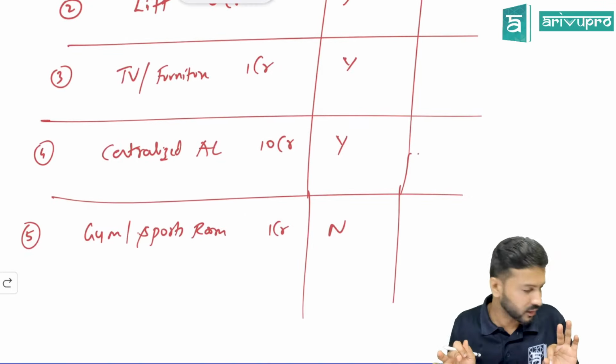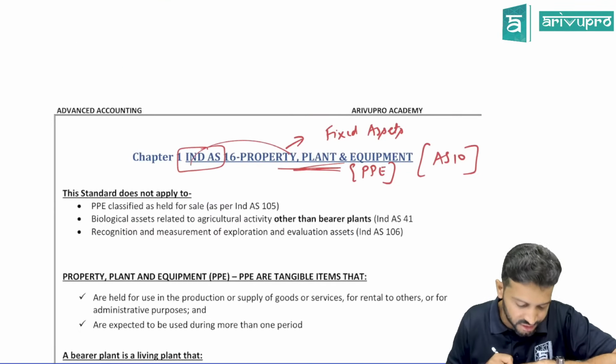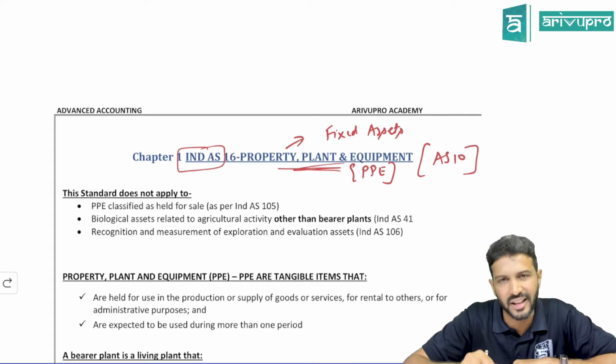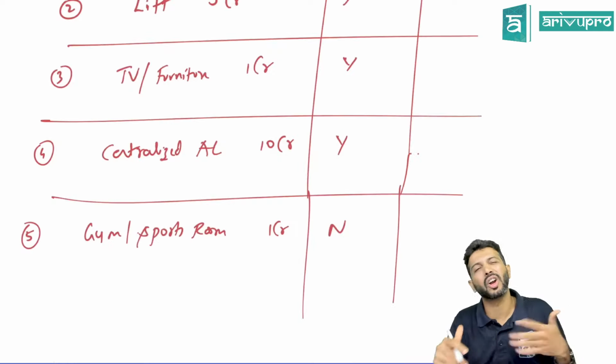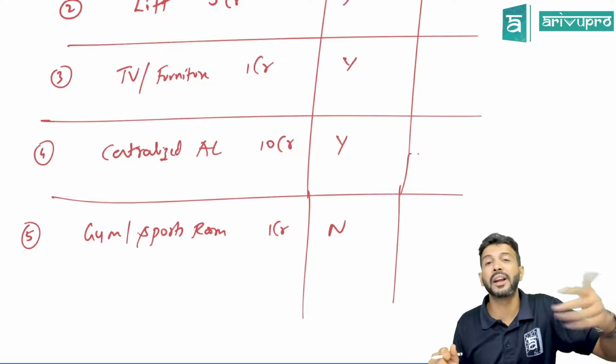Correct? So to sort out these sorts of confusions, we have IND AS 16 Property, Plant and Equipment. A standard is necessary because these days accounting is not black and white as it used to be, sir. It's a dynamic process, ever evolving.